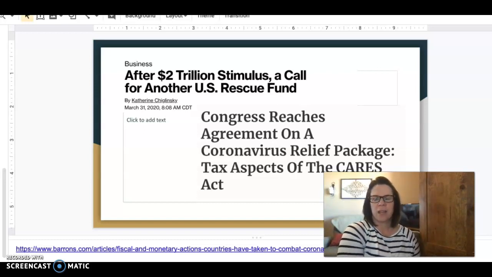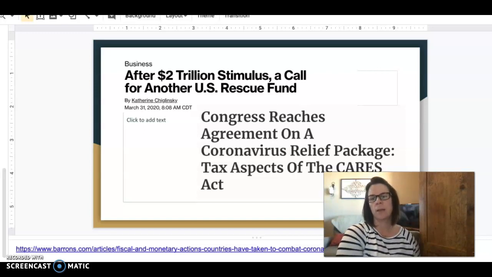Other things they've done: they've extended unemployment benefits, and they've increased the weekly payments for people getting unemployment. They've allowed us to delay our 2019 tax filing. What this means is if you owe taxes, you don't have to pay right away. They've also suspended student loan payments for 6 months at no interest, so you won't get charged extra interest for not paying. You can suspend those payments right now. So those are ways they're trying to help people.